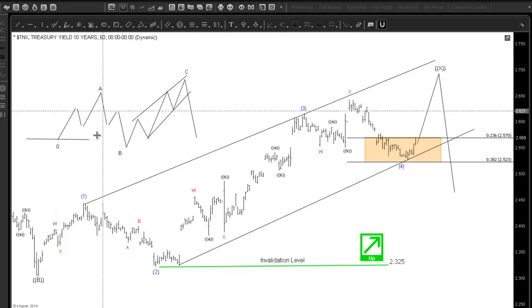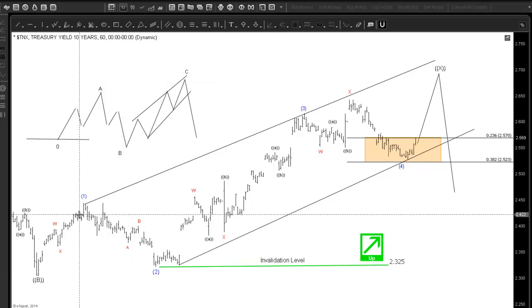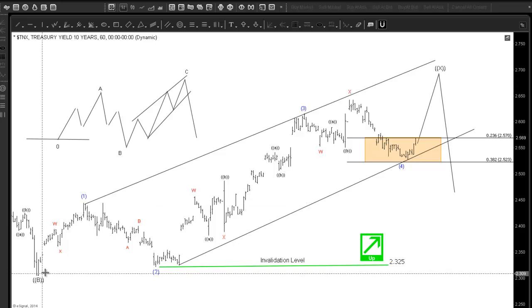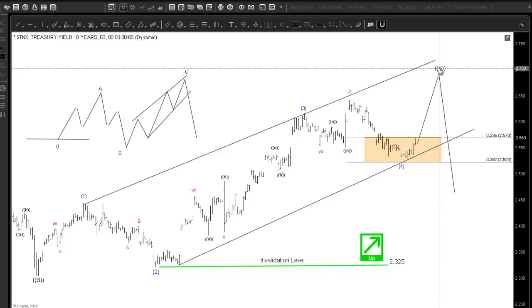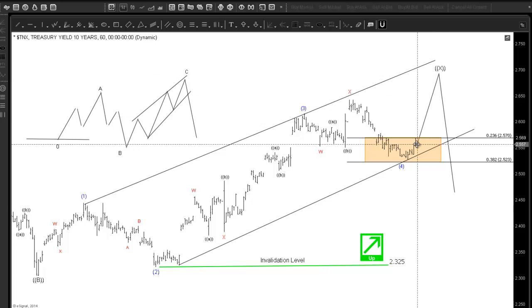Welcome to today's video chart of the day, in which we're going to take a look at the price action in the US 10-year yields. This is a 60-minute chart. We think that the 10-year yields are doing a flat correction in wave X, which is expected to end with another high, as you can see here, shown on the chart.